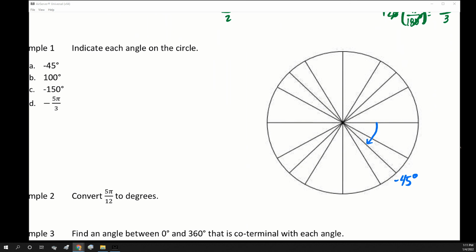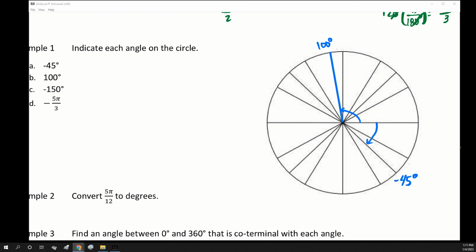Okay. 100 degrees isn't on here. But I do know that 90 degrees is this angle right here. So 100 degrees should be slightly larger. Right there. All right, and we need to draw the direction of rotation. So it's a positive 100 degrees. So it's in the positive direction. Draw a little bit better.